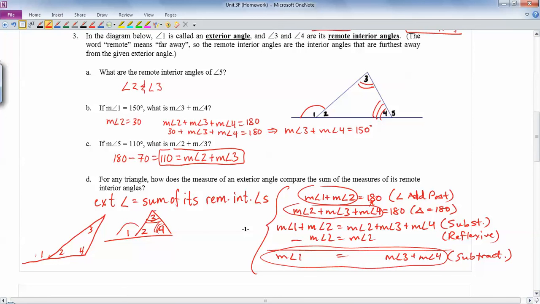Nothing would change here. 1 plus 2 equals 180. 2 plus 3 plus 4 equals 180. And then you could just work out the whole thing the same way. So this fact right here is always true. And we proved it with this.